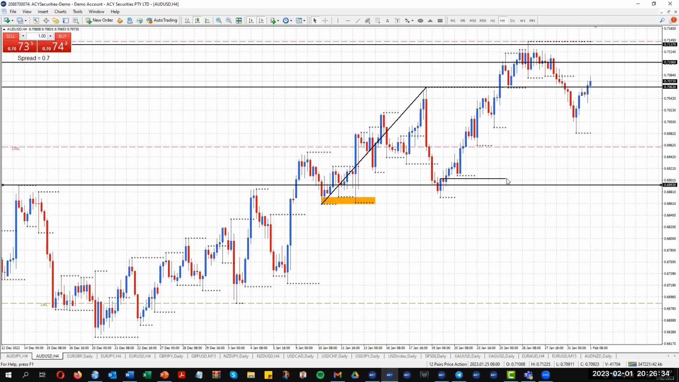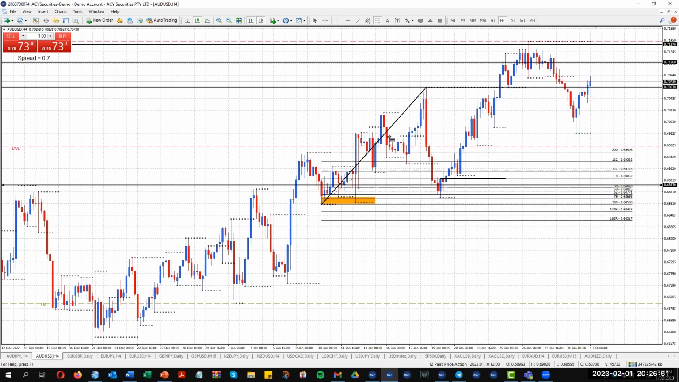Now, the other thing I want to focus on, because I've been talking about the 79% level, is if you looked at this as a key focal area of support that was formed a base here of support to move up and through. So you can draw a fib from the starting point of that base.